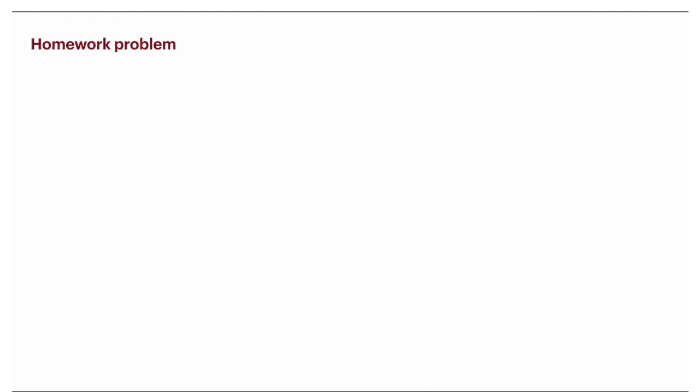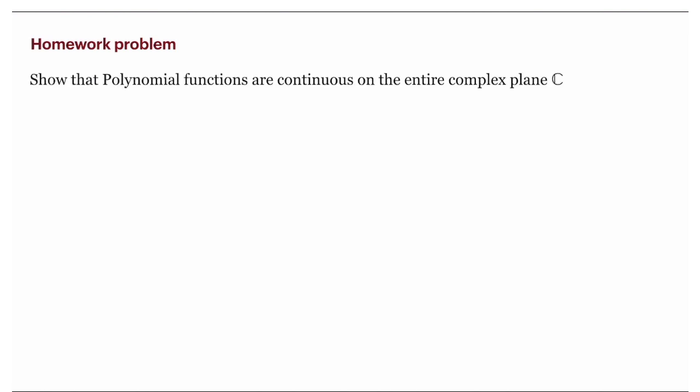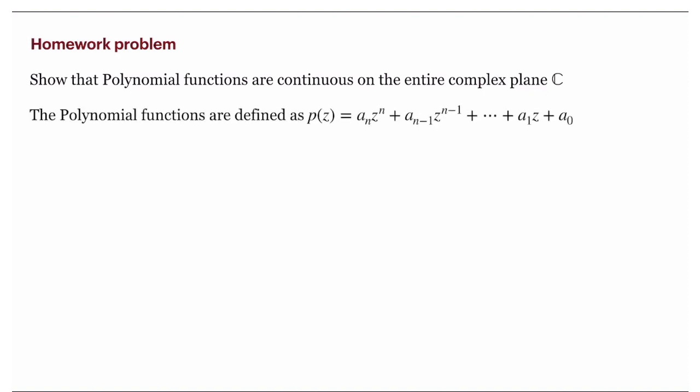Here is a homework problem. Show that the polynomial functions are continuous in the entire complex plane. So we have a polynomial function p of z defined as a_n z^n + a_(n-1) z^(n-1) + so on, plus a_1 z plus a_0, the constant term. This function should be continuous in the entire complex plane.